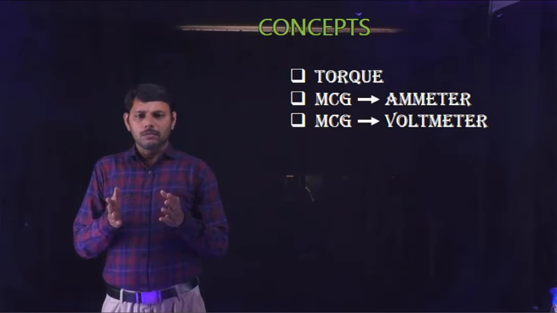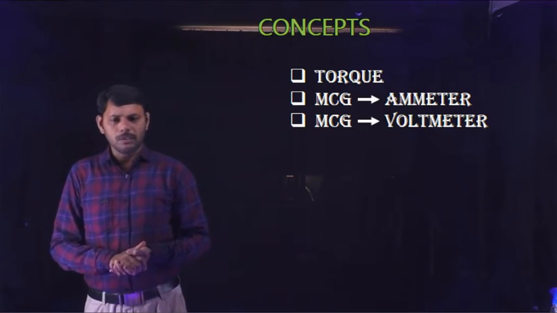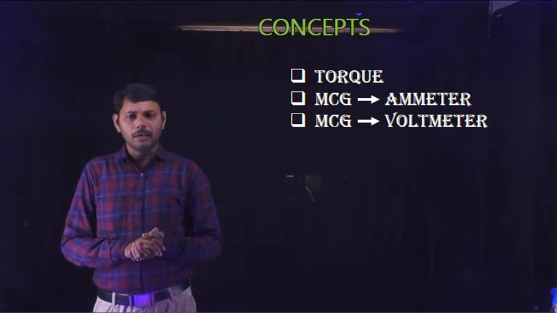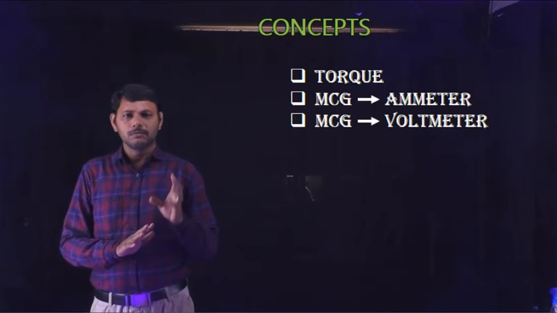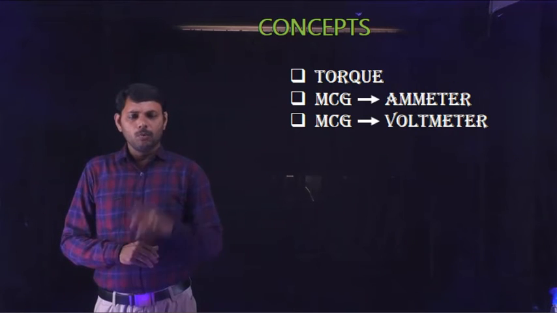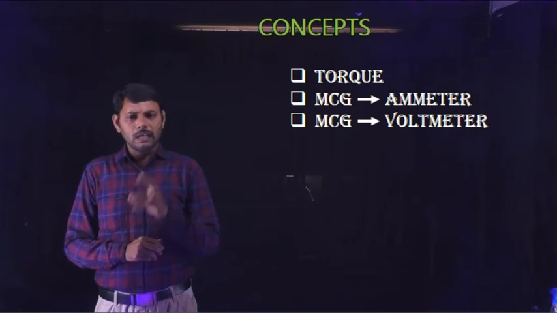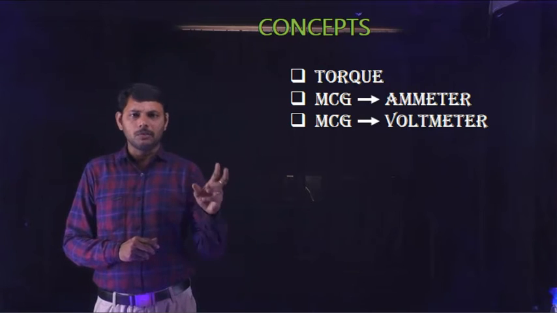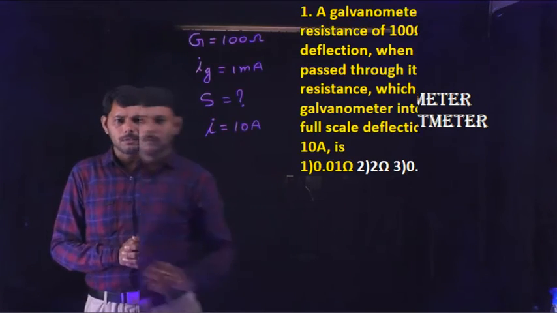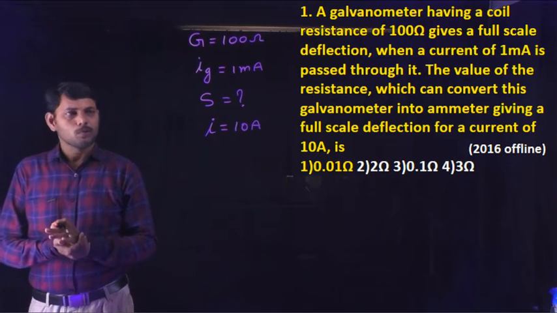In this session, we are going to discuss very important problems belonging to torque acting on a current carrying coil, moving coil galvanometer, and conversion of moving coil galvanometer to ammeter and moving coil galvanometer to voltmeter. A student comes to the first problem.